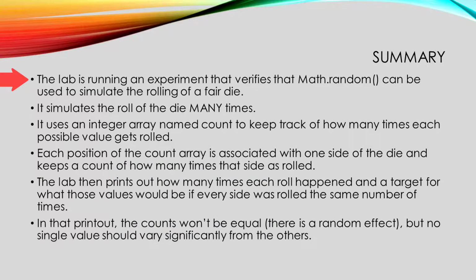This lab is running an experiment to see whether math.random can be used to simulate a fair die. It does that by generating a random number that simulates a roll of the dice many times. The data that it gathers is a count of how many times each possible value happened, and it stores that data in an array named count. Each position in the count array keeps track of how many times one side of the dice gets rolled. The code then prints out a summary of what happened, and the user is left to judge whether the die is fair or not.